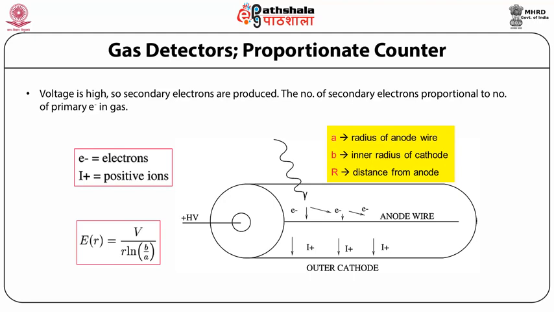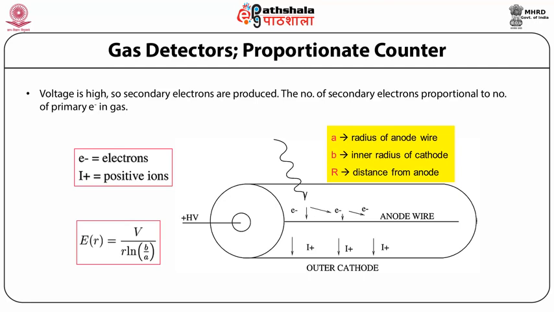So in this case, since voltage is high, secondary electrons are produced. The number of secondary electrons is proportional to the number of primary electrons in the gas, that is, each electron produces some fixed number of secondary electrons. So counting the secondary electrons can give an indication about how many primary electrons were there, which corresponds to the energy of the incoming radiation. Incoming radiation produces an electron-ion pair. Electrons move towards the anode, create secondary charged particles, and ions move towards the cathode.